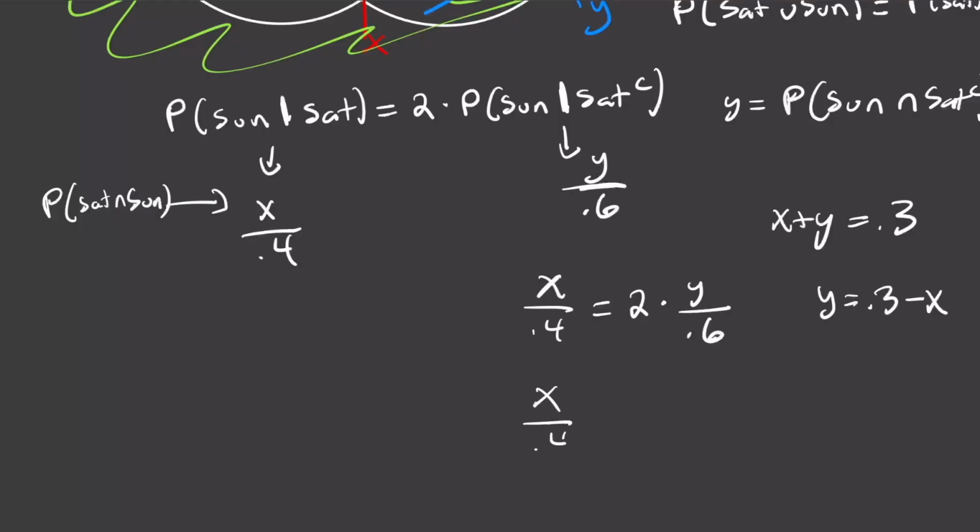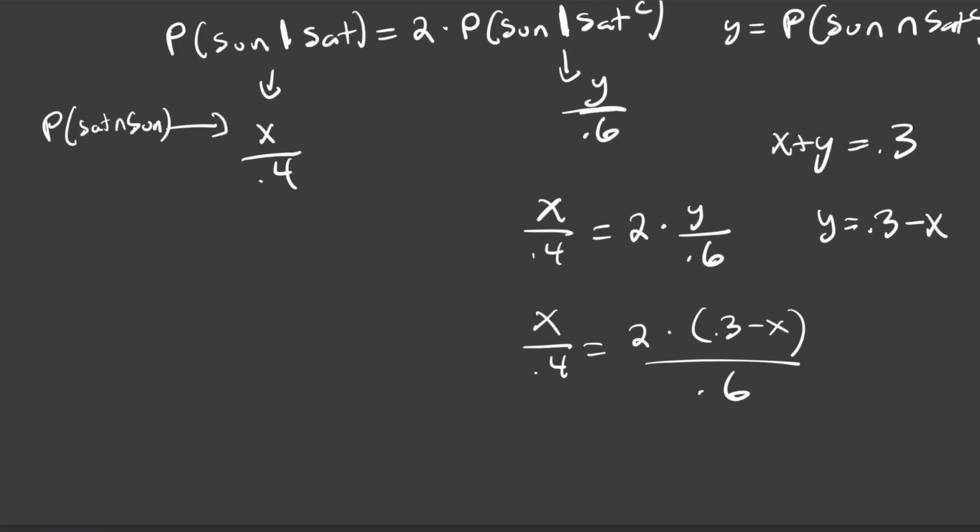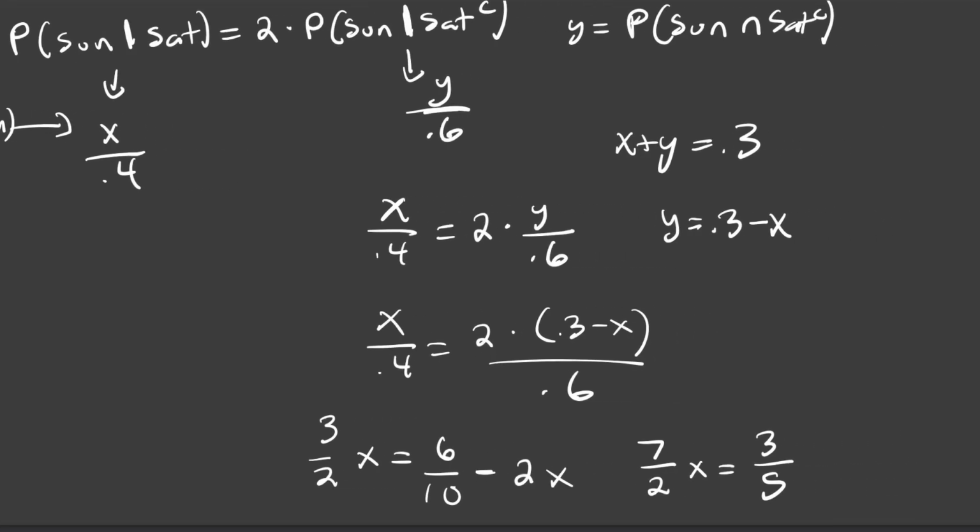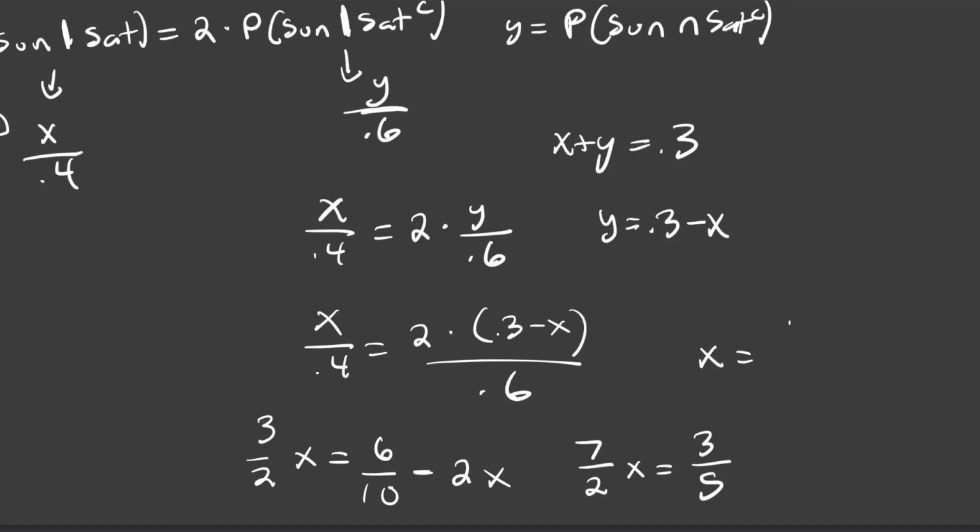Now we're going to have x on 0.4 equals 2 times 0.3 minus x on 0.6. So this is just basic algebra. We move the 0.6 to the other side, so we have 3 halves x equals 6/10 minus 2x. Then we move x to the other side. We have 7 halves x equals 6/10, but that's just 3/5. And then we multiply each side by 2/7, we get x equals 6 on 35, and that's in lowest terms.